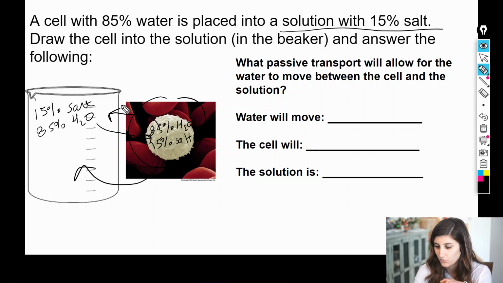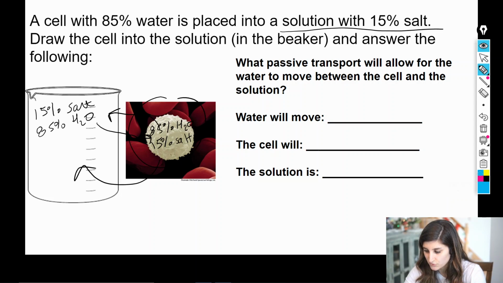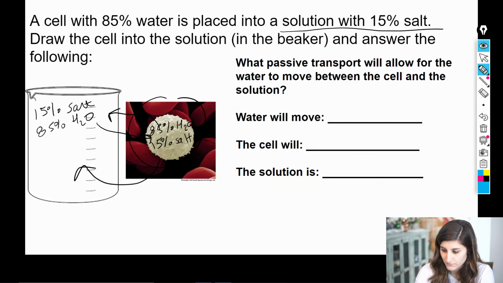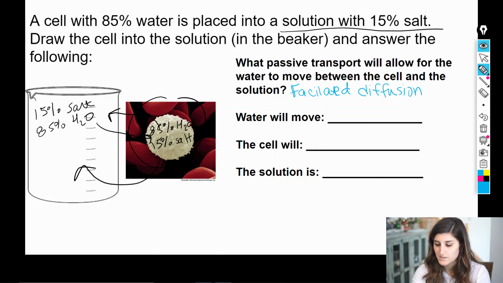It says, what passive transport will allow for the water to move between the cell and the solution? So what kind of transport allows for this? Now this is called facilitated diffusion, right? This is facilitated diffusion because water can move through the cell membrane without the help of a protein, but typically it uses a protein to go through, the aquaporin. So facilitated diffusion, always moving from high concentration to low concentration, typically with the help of a protein, the aquaporin.